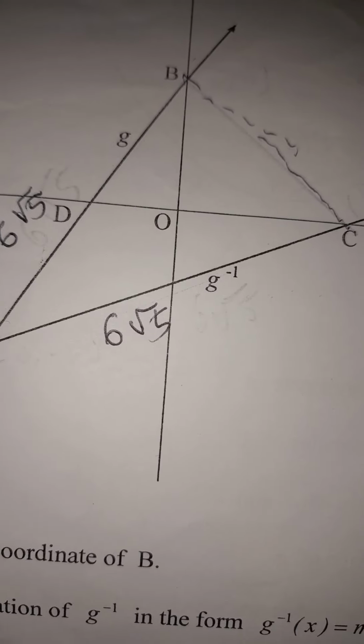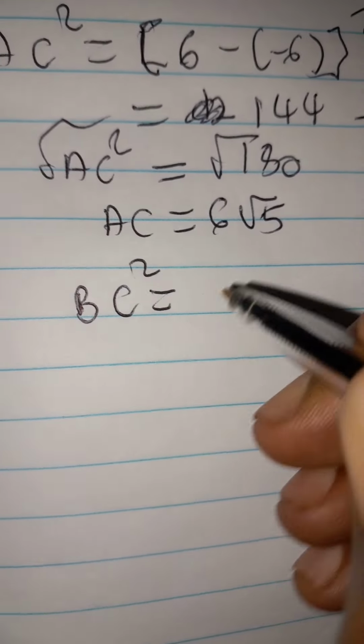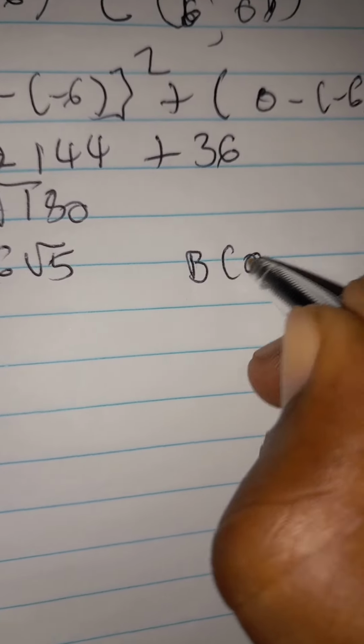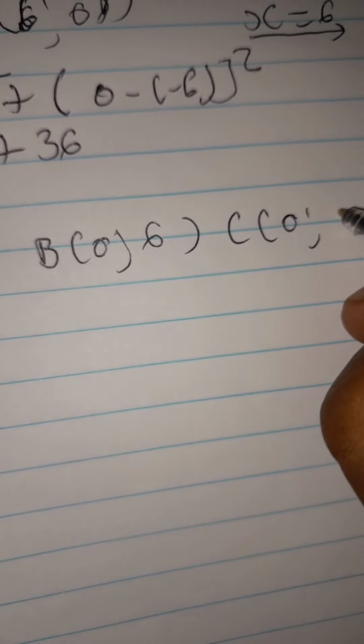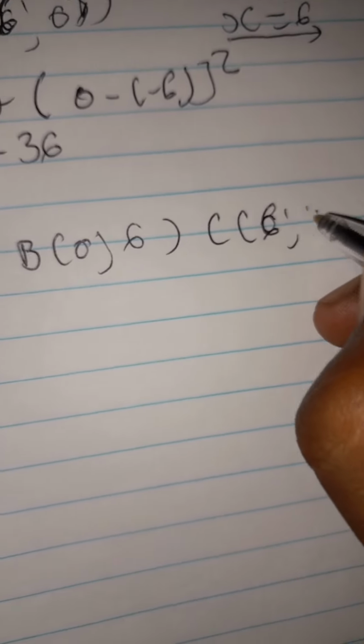But we also need to calculate the length of BC, right? So BC squared. Remember that B was given as 0 and 6, and that C was given as 6 and 0. Sorry for that, 6 and 0. So this is x1 and this is x2.